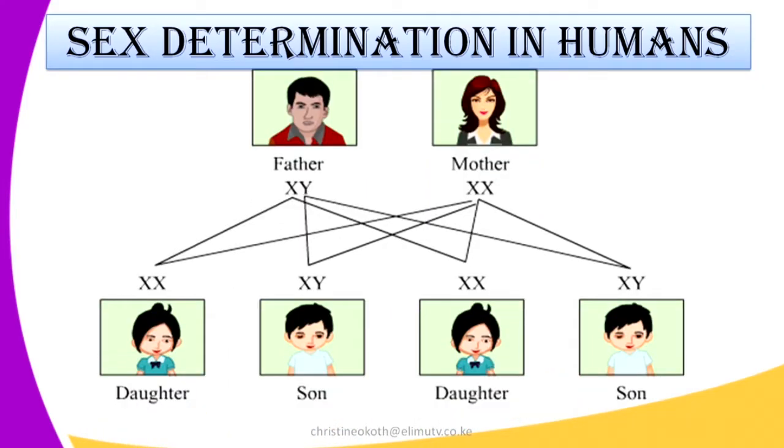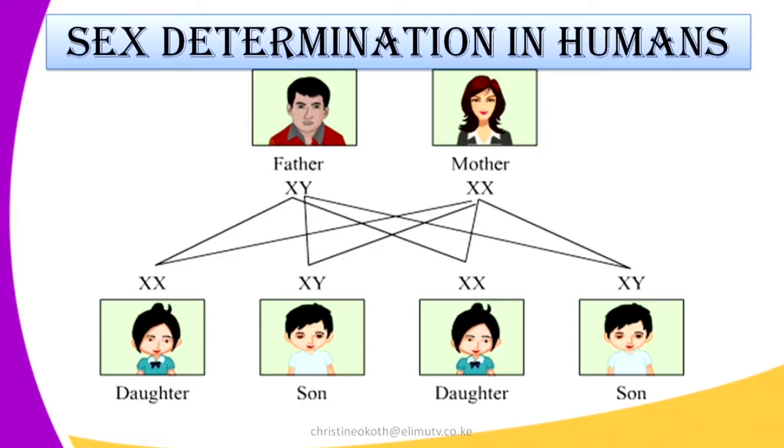So here is our example. We have a father having the X and the Y chromosome. The mother's chromosomes are the same, an X and an X. So if we do the crossover, you can also use the Punnett square. In this case, we're going to use a crossover.